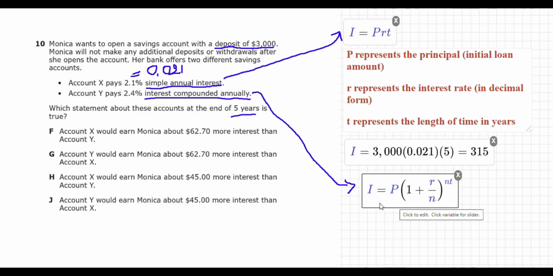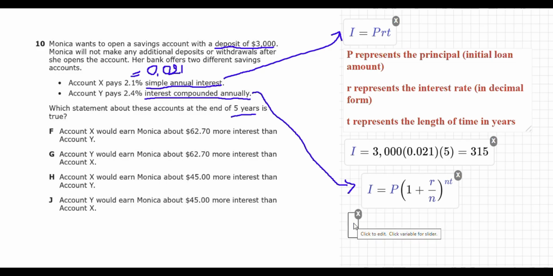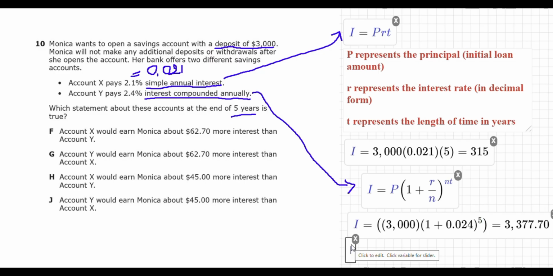Account Y pays 2.4% interest compounded annually. The formula for compound interest is I equals P times (1 plus R over N) to the power of NT, which is equal to 3,000 times (1 plus 0.024) to the power of 5, which equals 3,377.70. 3,377.70 minus 3,000 equals $377.70 interest compounded annually for account Y.